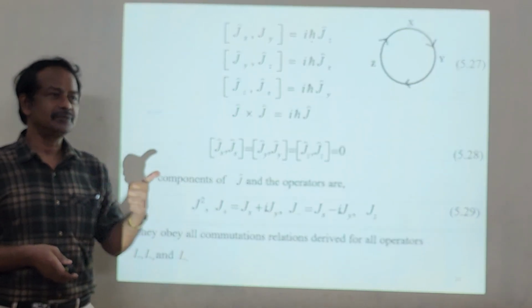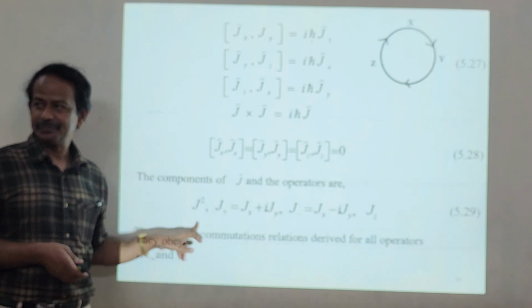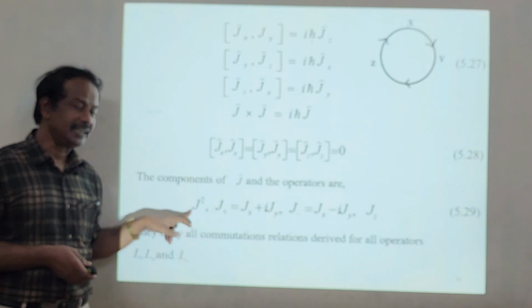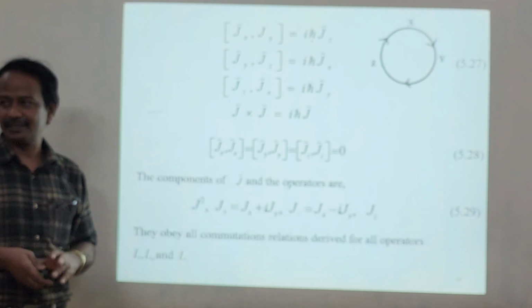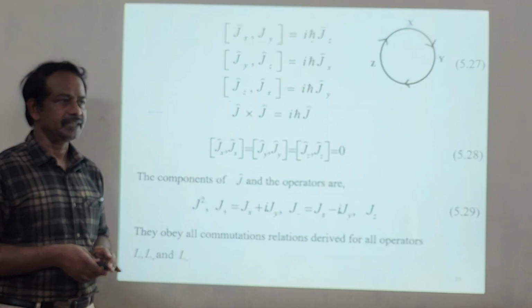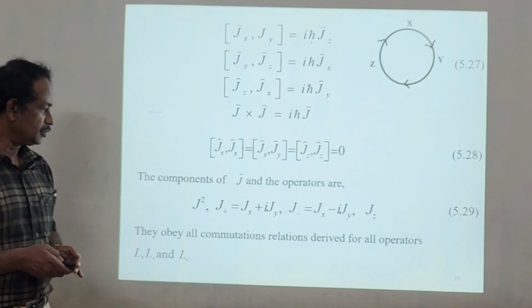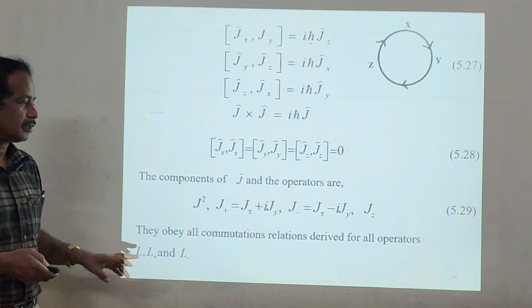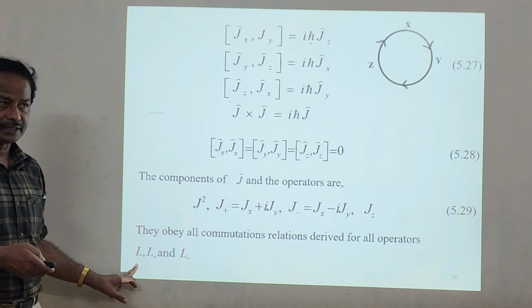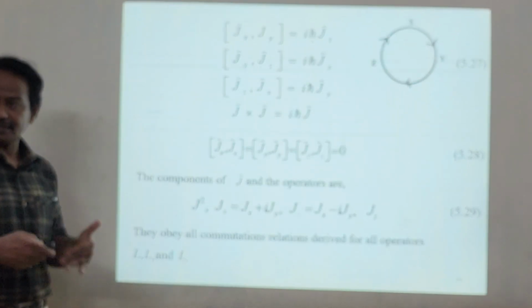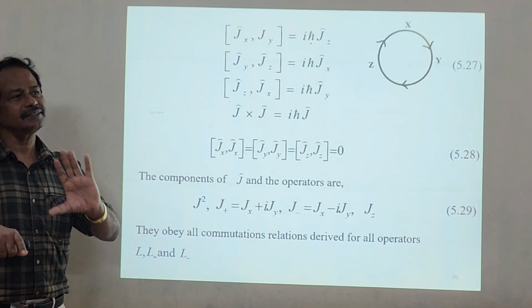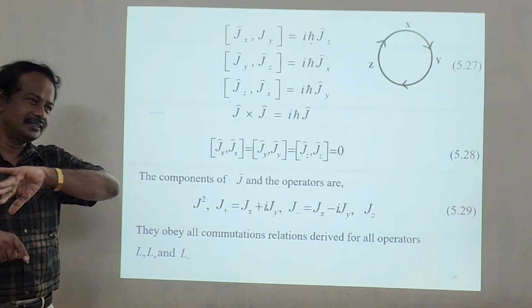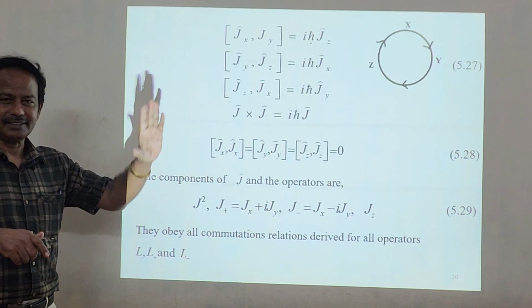And the second one will be matrix elements. So we are going to find out the matrix elements of J square, J plus, J minus and Jz. Only two things we are going to find out in this class. They obey all the commutation relations derived for operators like L, L plus, L minus. What are the commutation rules for L plus, L minus, L squared, Lz? The same rules will be applicable for J.